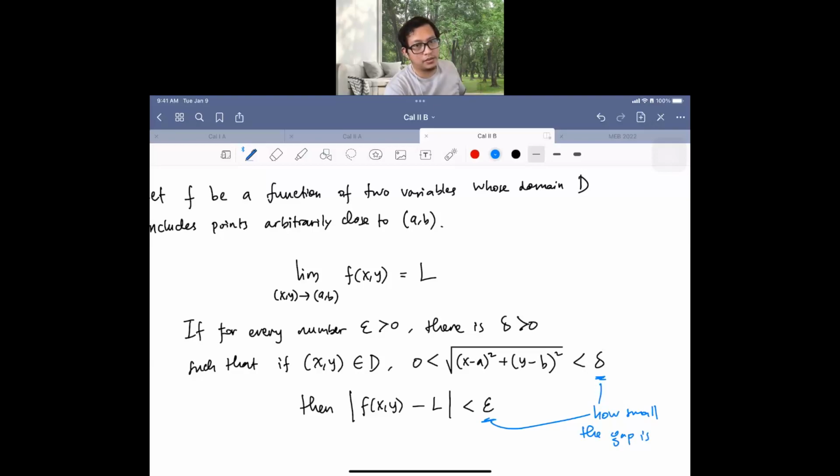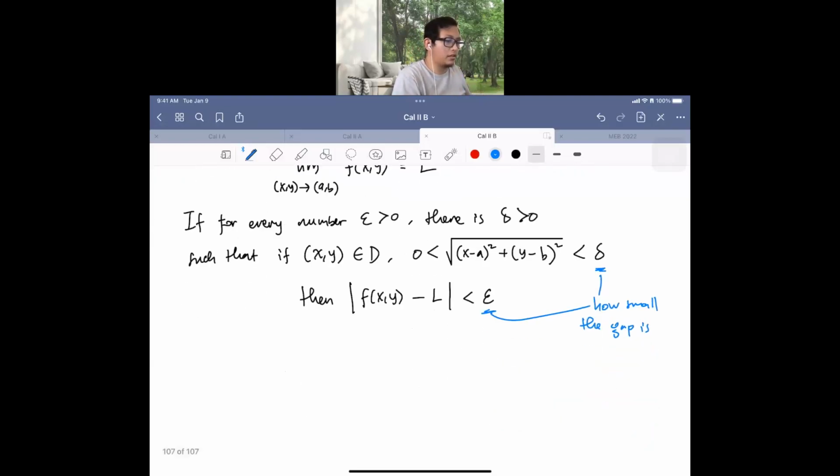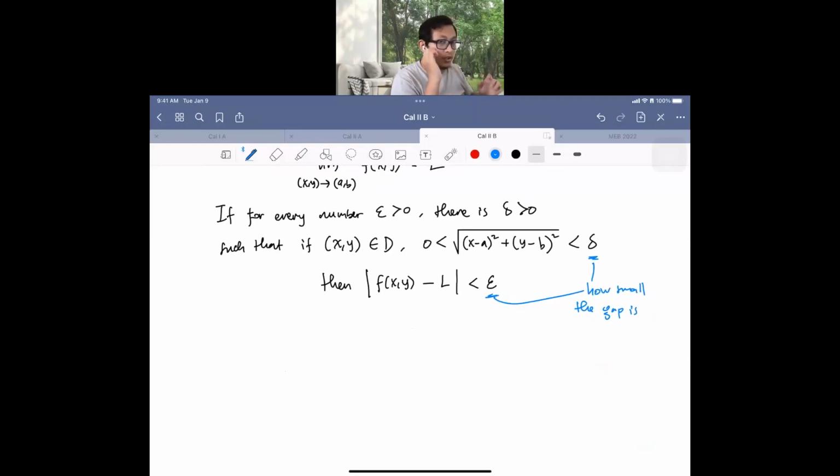And in calculus 1, we are only focused on the 2 dimensions. We're just looking at the gap when you have the x and the delta, and then f of x with the y-axis, the limit number L, and we can easily connect those two. And here it's a little bit tricky, and we need to imagine.